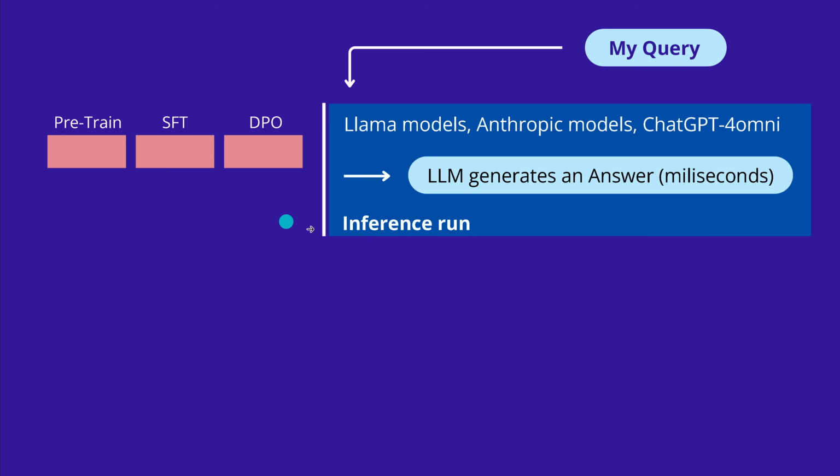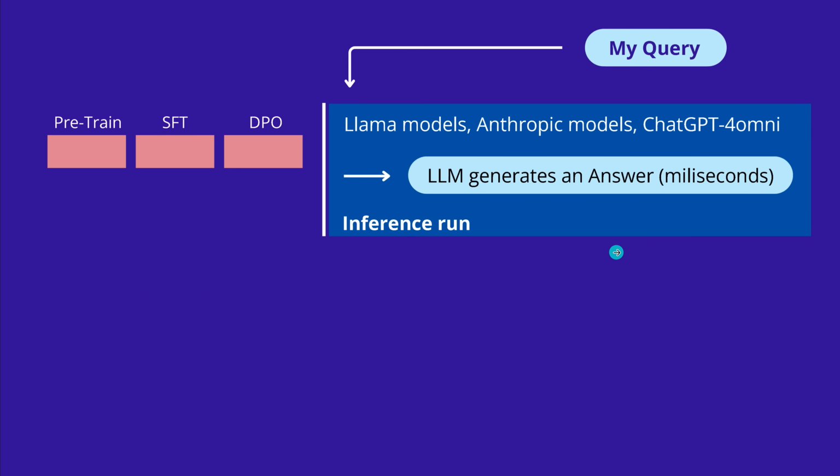We have here our large language model. And we have the pre-training, the supervised fine-tuning, the DPO alignment. And then we have a simple query and the model answers. And we have here the Llama model, the Anthropic models, and our ChatGPT 4o. And answers are generated in milliseconds in the inference run.